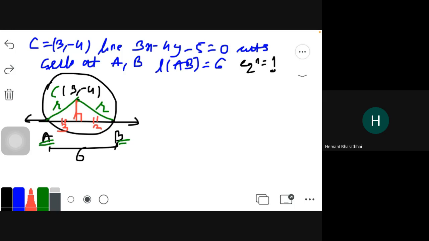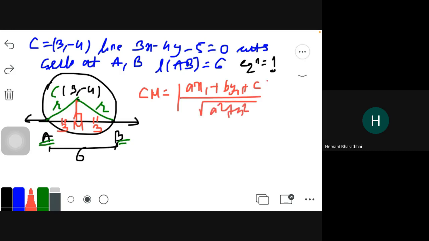If somehow I am able to get the value of this CM, then by Pythagoras theorem I can find out the value of R. So how can I find out length CM? I had already explained to you. This length CM can be found out by this formula. This distance is the perpendicular distance of a point from a line: ax1 plus by1 plus c upon under root of a square plus b square. I'll substitute this point in the equation of the line, and this is how I can get CM.